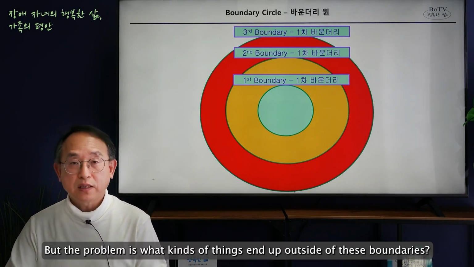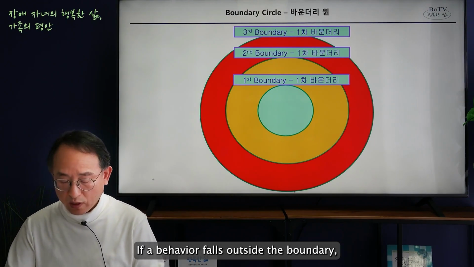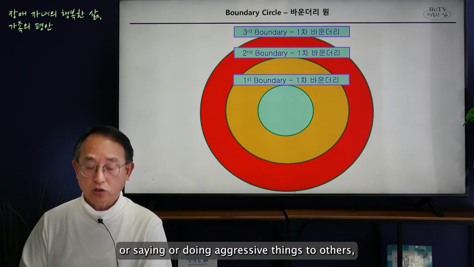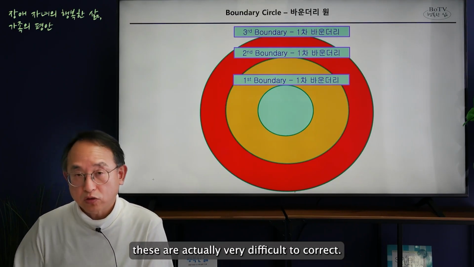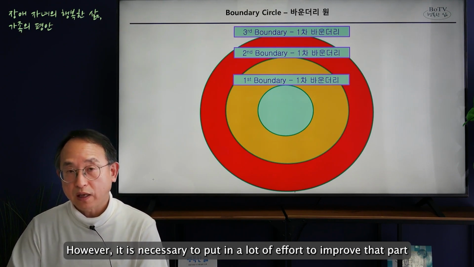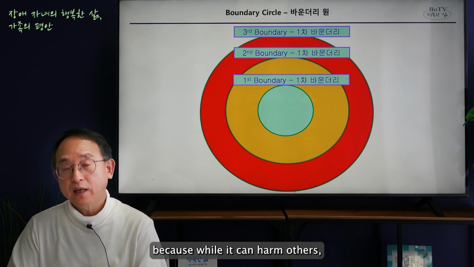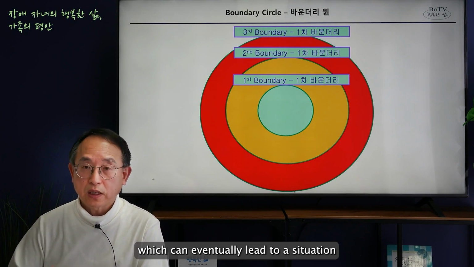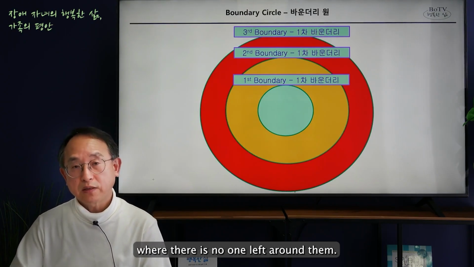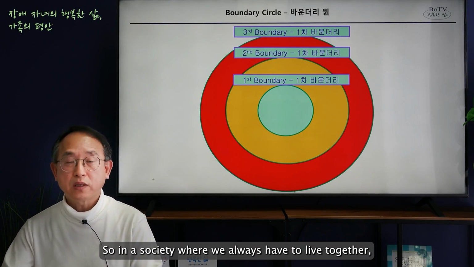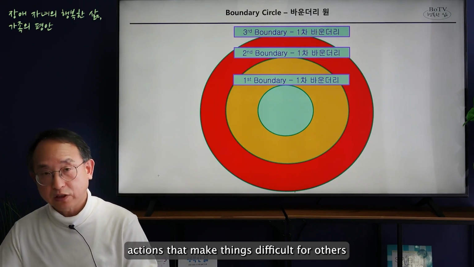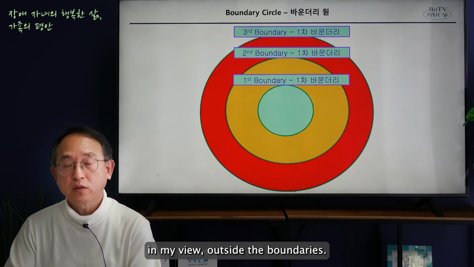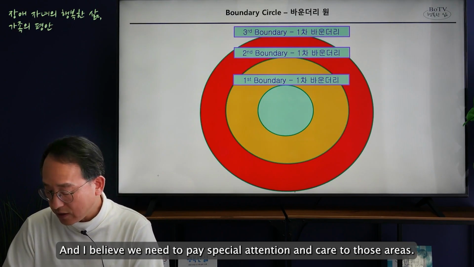But the problem is what kinds of things end up outside of these boundaries. If a behavior falls outside the boundary, like putting oneself in danger or saying or doing aggressive things to others, these are actually very difficult to correct. However, it is necessary to put in a lot of effort to improve that part, because while it can harm others, ultimately it comes back and affects the person themselves, which can eventually lead to a situation where there is no one left around them. So in a society where we always have to live together, actions that make things difficult for others or put one's own safety at risk are, in my view, outside the boundaries. And I believe we need to pay special attention and care to those areas.